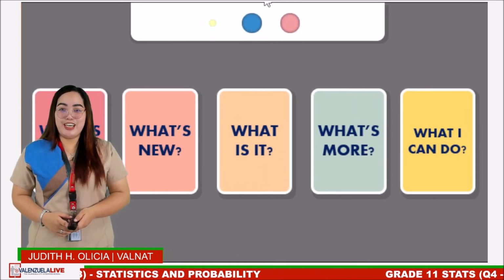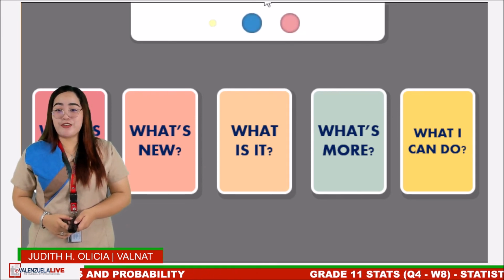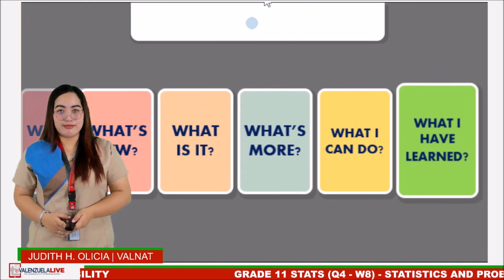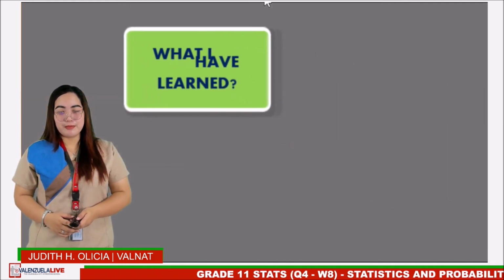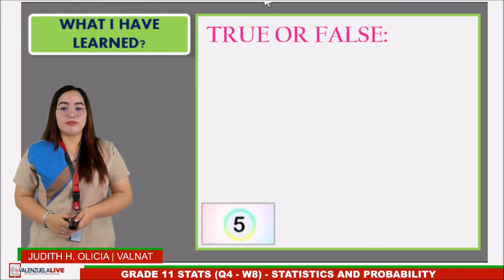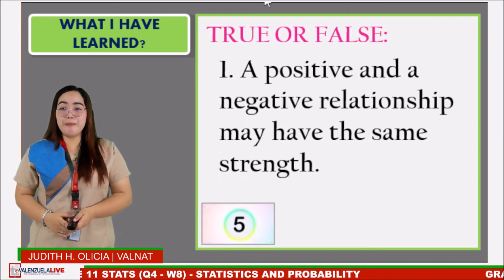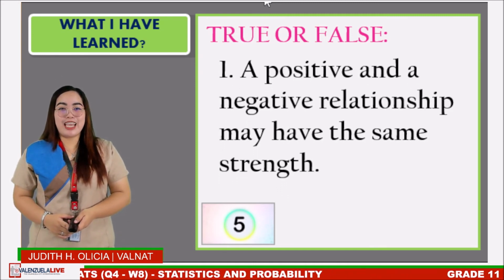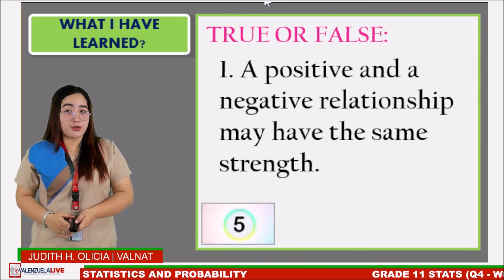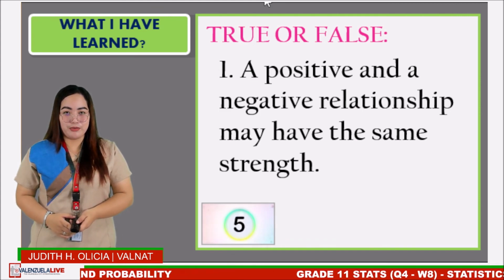Good job, grade 11 students! To generalize our lesson for today, answer the following statements with true or false. For number 1, a positive and a negative relationship may have the same strength. Is it true or false? Your timer starts now.